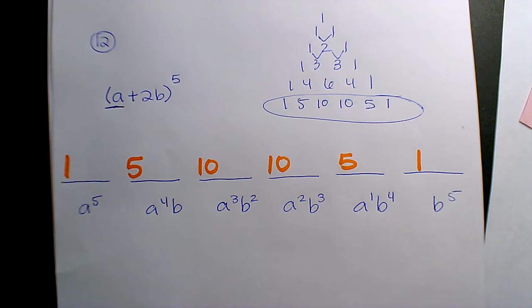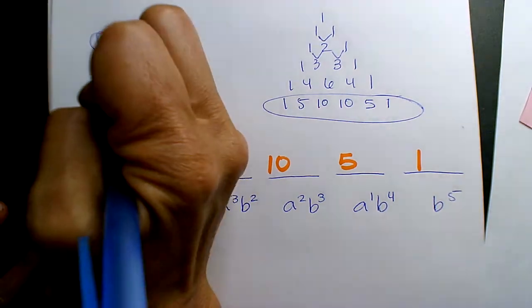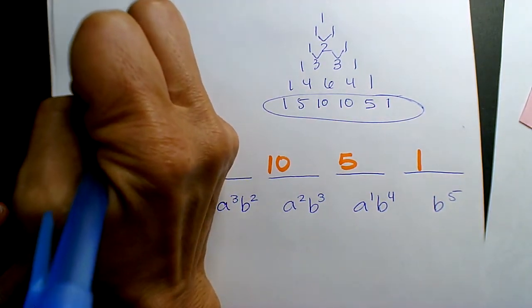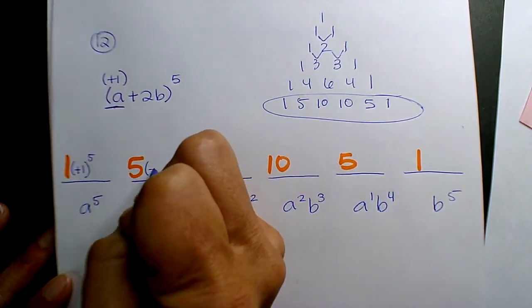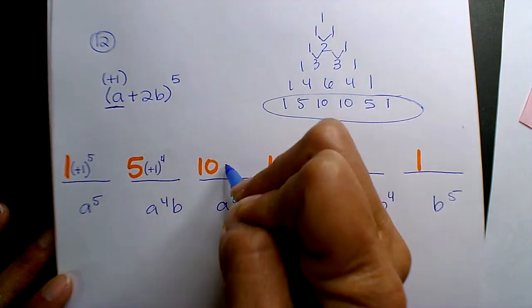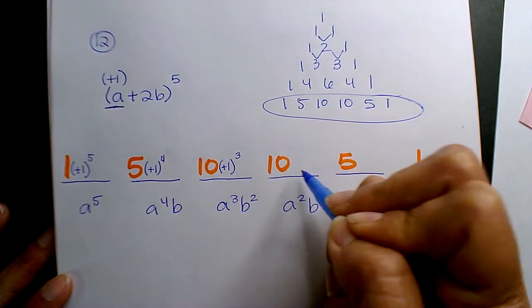Okay, even better, because what's positive 1 to the 5th power? 1. What's positive 1 to the 0th power? 1. What's positive 1 to the 1st power? 1. So this one's easy. This coefficient is positive 1. So if you start plugging in positive 1 to the 5th, positive 1 to the 4th, it doesn't matter. It's just 1.